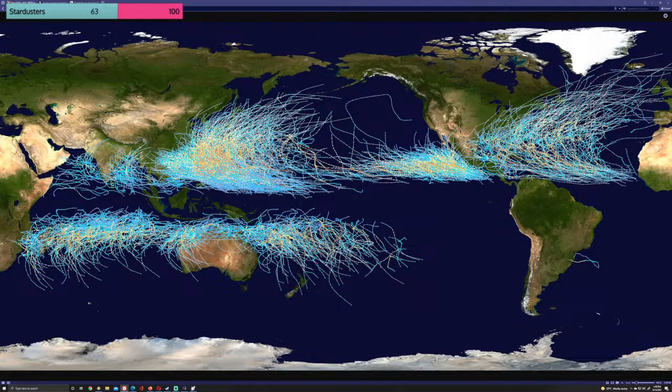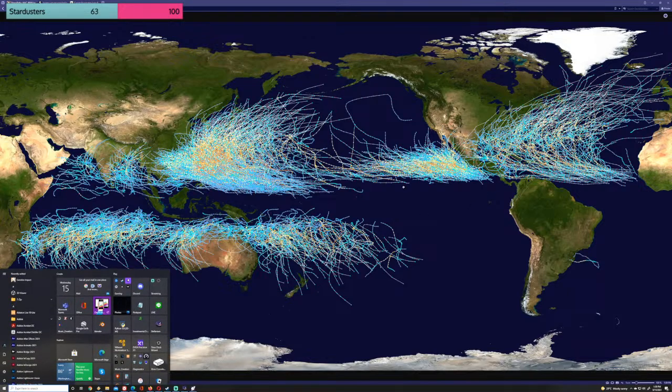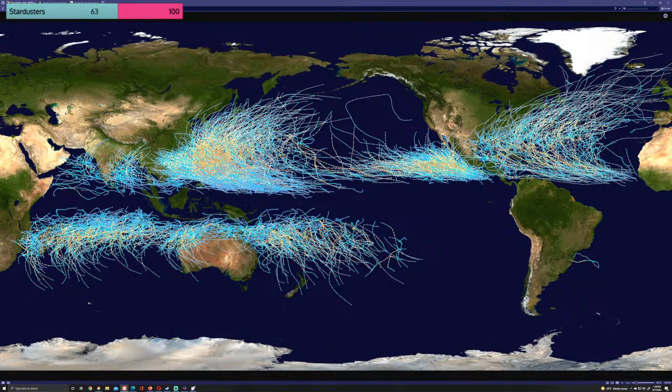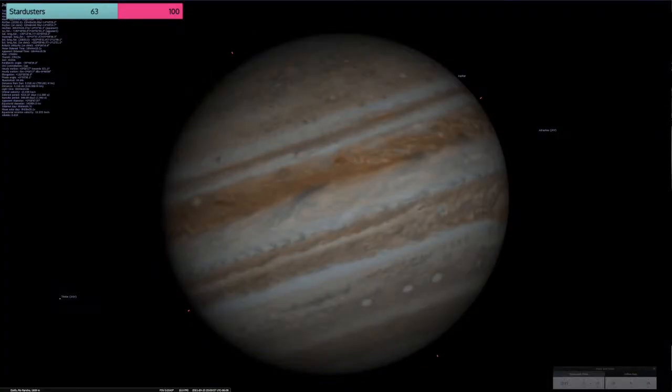Equator would be right along here. And you see these storm paths, they're all really, really close to the equator. Well, let's go back to Stellarium. Let's take a look at Jupiter once again.